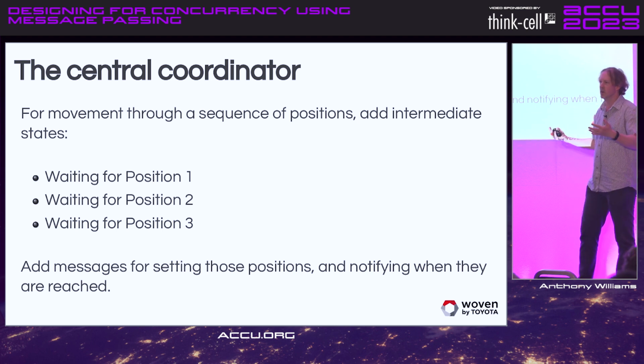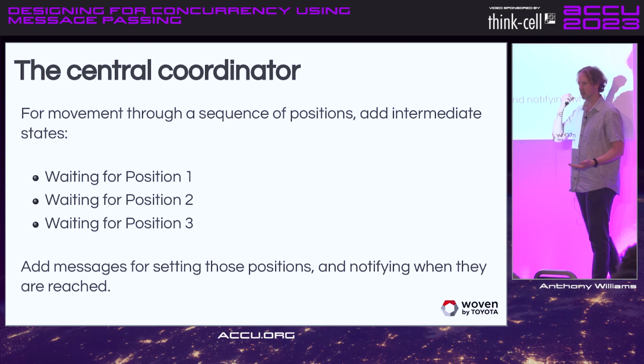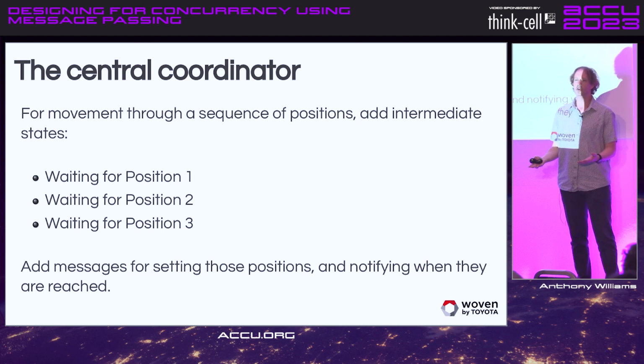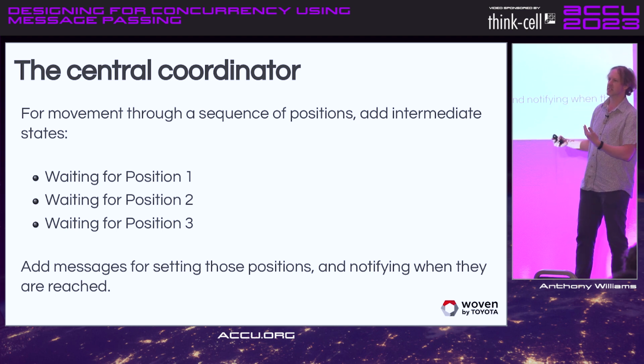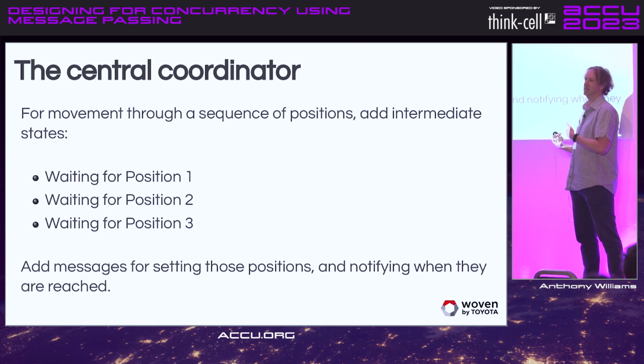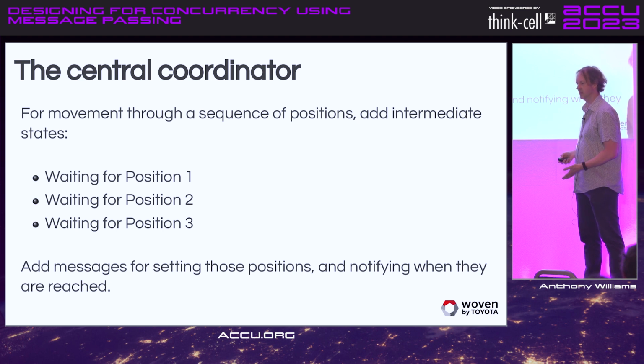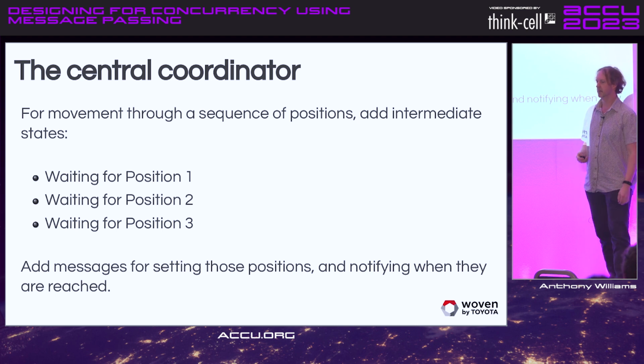And so you just add extra states to our state machine, because that's what we've got. We've got a state machine here. So we add extra messages for setting the appropriate intermediate positions and then send extra messages to notify when they've reached, even if these messages are just coming back to the same controller or changing the internal state directly.